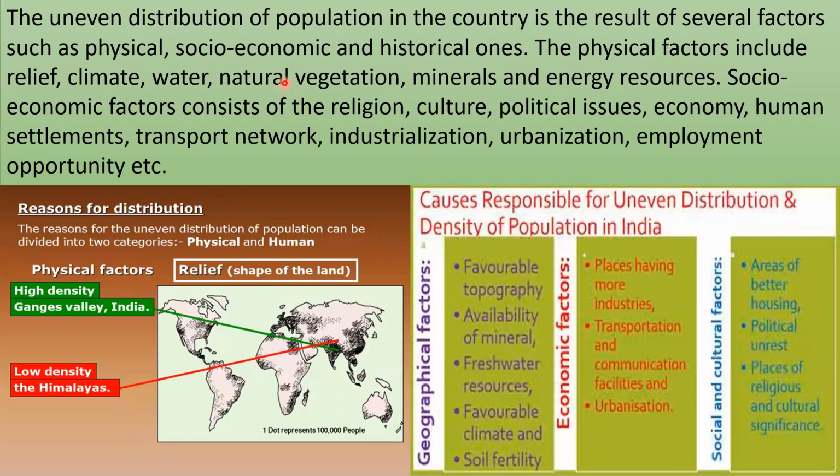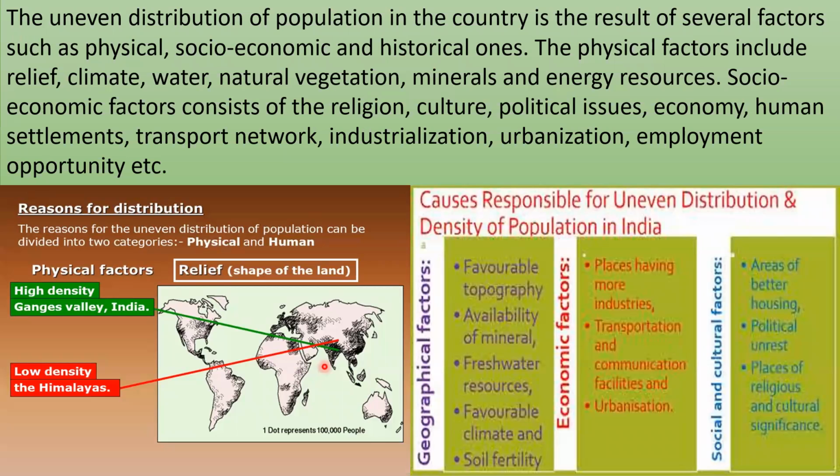The uneven distribution of population in the country is a result of several factors such as physical, socio-economic, and historical ones. The physical factors like relief, climate, water, natural vegetation, minerals, and energy resources are responsible. Socio-economic factors consist of religion, culture, political issues, economy, human settlements, transport network, industrialization, urbanization, employment opportunity, etc.